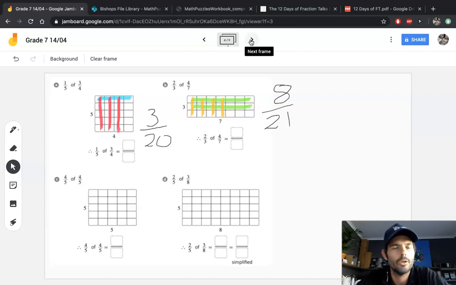Do I check? Yes, I do. My numerators multiplied together is 2 times 4 is 8. And my denominators multiplied together is 3 times 7, which is 21. Okay, guys, pause now. Try do C and D by yourselves. I'm going to continue it so you have your answers. But I encourage you guys to pause right now.